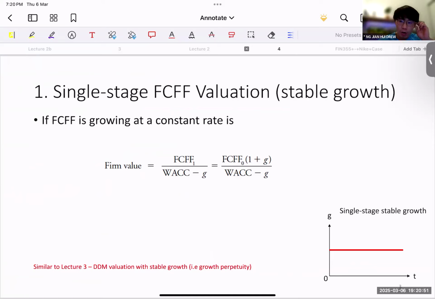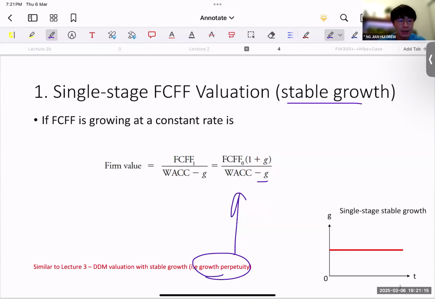All right, so just now was more for no growth. For a stable growth situation, recall in the last lecture, similar to your DDM, we use the growing perpetuity because it's growing at a stable rate of g. So it's just WACC minus g, which is your growing perpetuity formula. Just to highlight, please be careful to know what your FCFF is, whether it is FCFF at year 1 or at year 0. If it's year 0, you need to multiply it by 1 plus g.